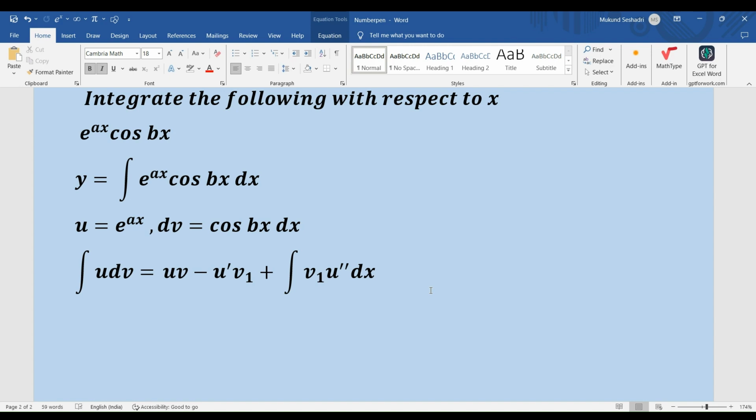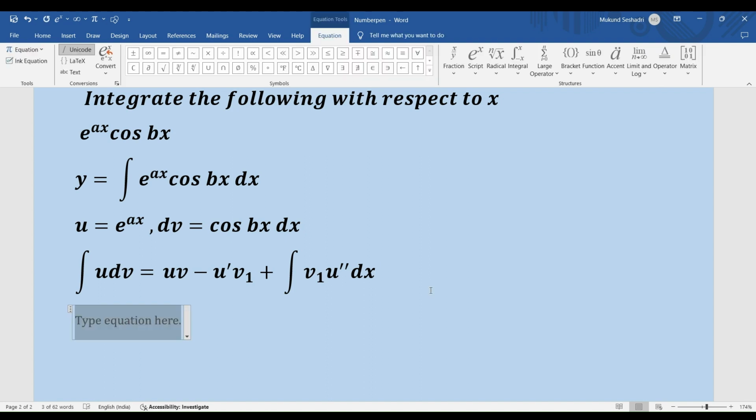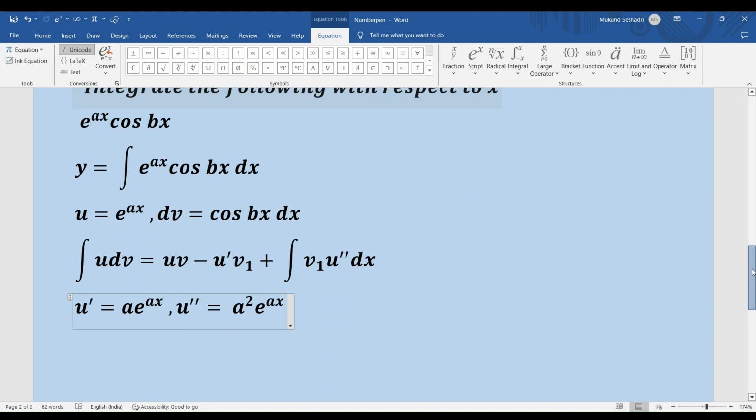My integral of u dv equals uv minus u dashed v1 plus integral of v1 into u double dashed dx, right? So we have our u, we have our dv. So let's write down our u dashed and u double dashed first. My u dashed is nothing but e to the power ax into a, right? And my u double dashed is nothing but a square times e to the power ax, right? So this is what I meant earlier as well. You look at u dashed, you still have e to the power ax. You look at u double dashed, you have e to the power ax again, right?